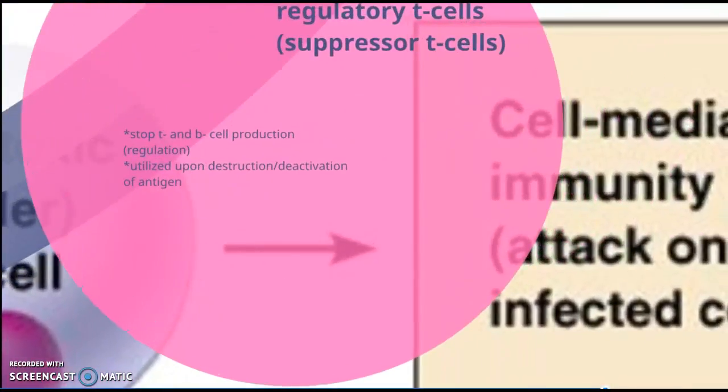Regulatory T cells, formerly called suppressor T cells, release chemicals that suppress the activity of both T and B cells. Regulatory T cells are vital for winding down and finally stopping the immune response after an antigen has been successfully inactivated or destroyed. This helps prevent uncontrolled or unnecessary immune system activity.